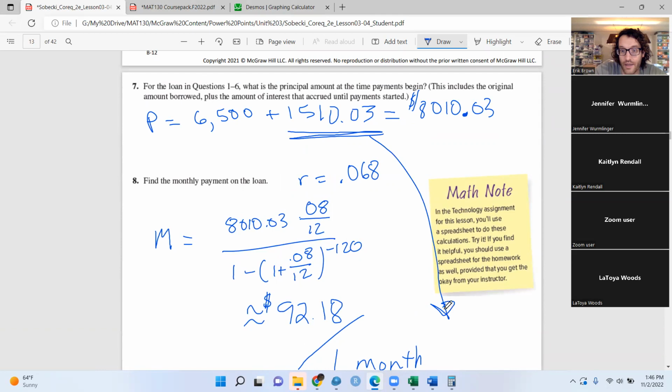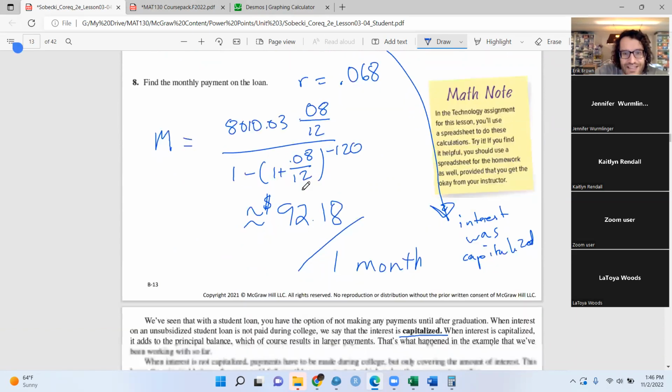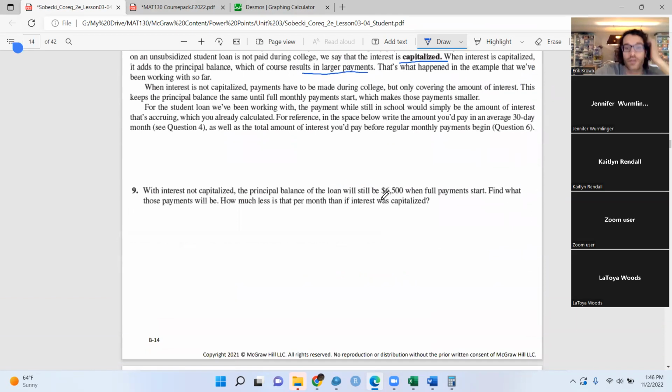So maybe let's label that: interest was capitalized. So we're going to do this same calculation, but just on the 6,500, meaning the non-capitalized interest. I'll write it out, but then since I have Desmos up, I can just change one number in Desmos and we're good to go.